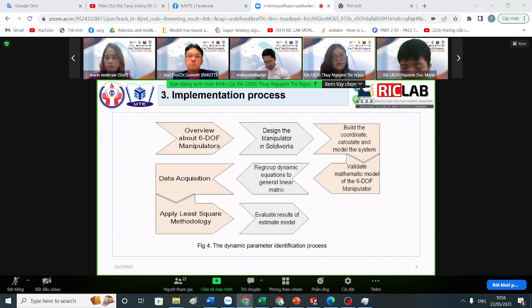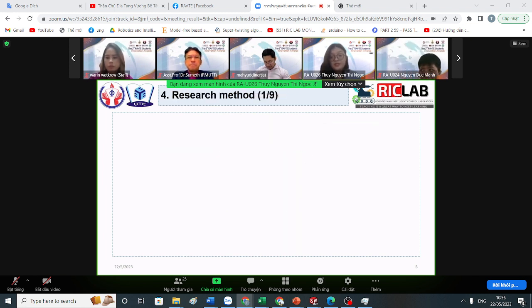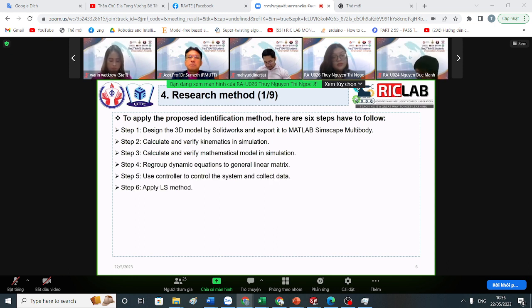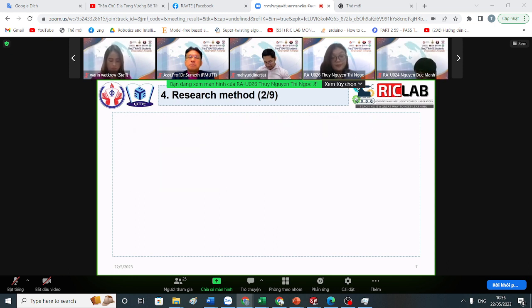And this is our dynamic parameter identification process that we propose you use to obtain a good result. But in the presentation, I just discuss 6 main steps to apply the proposed method. Let's go to the first step: design a 3D model by SolidWorks and export it to MATLAB Simscape Multibody.